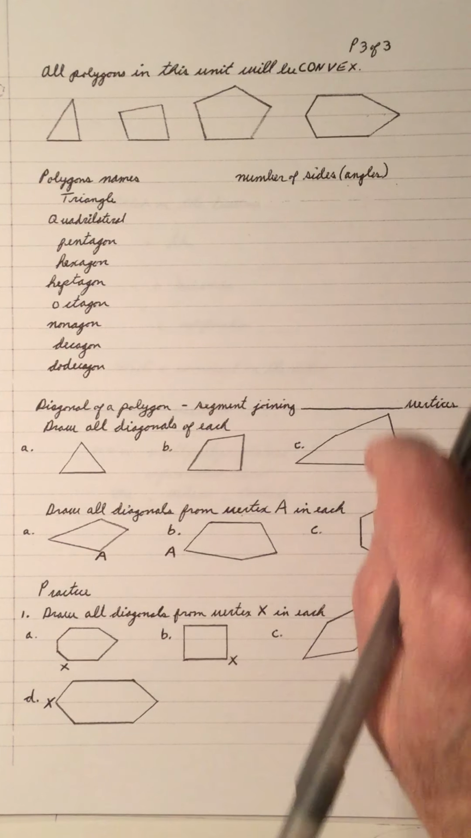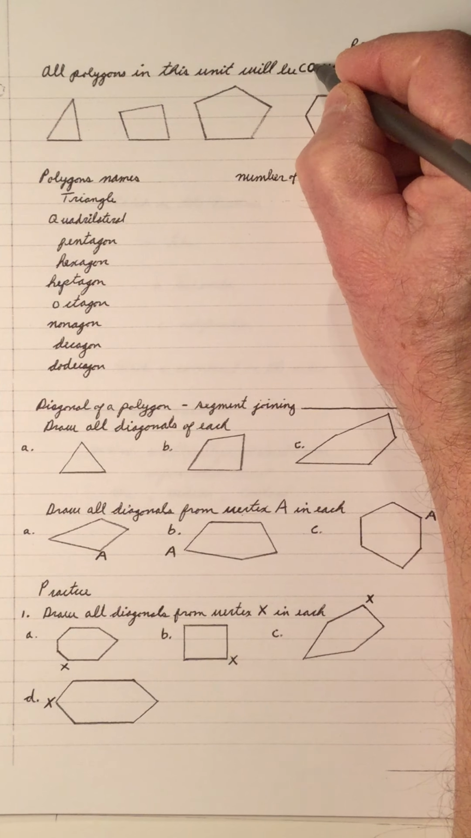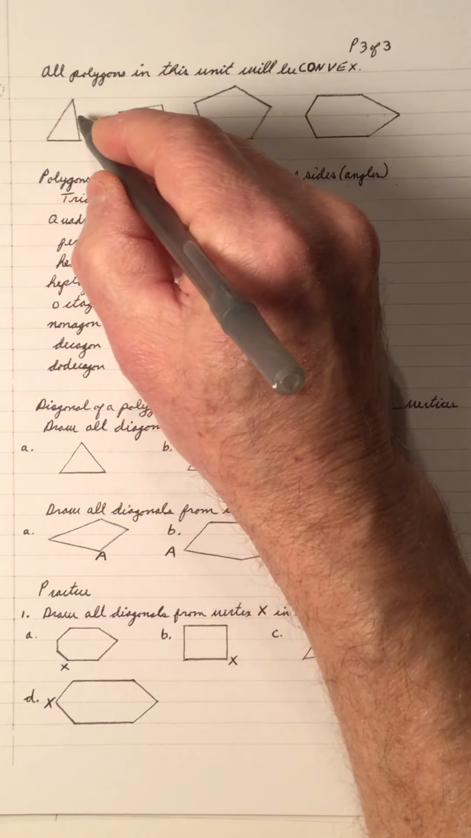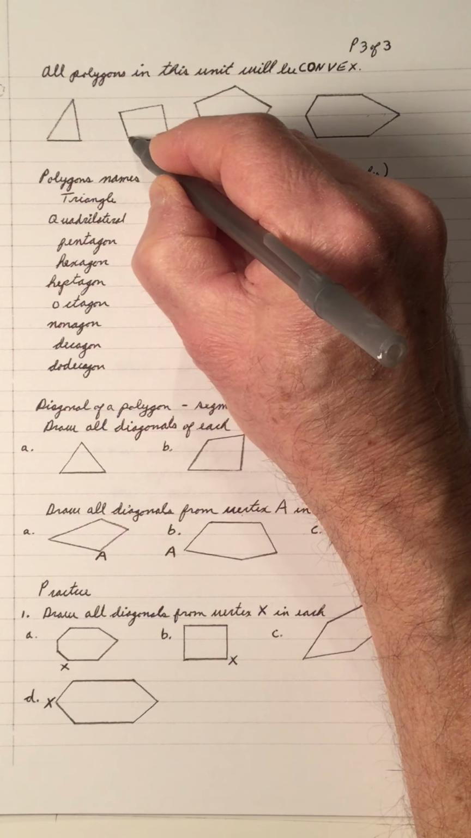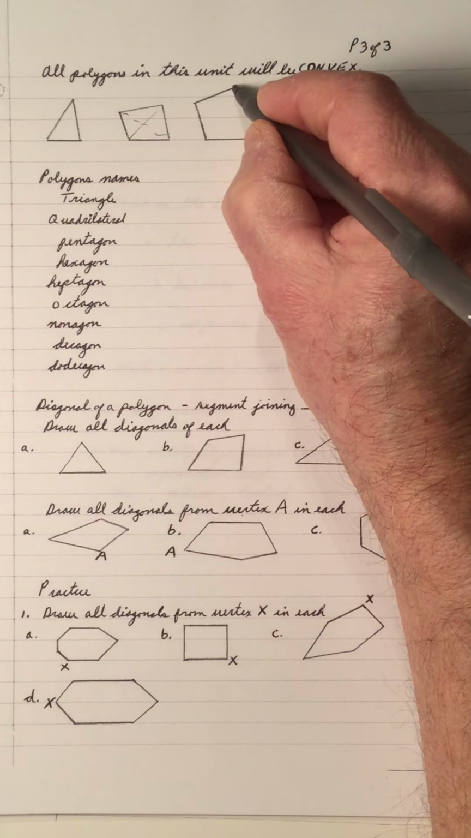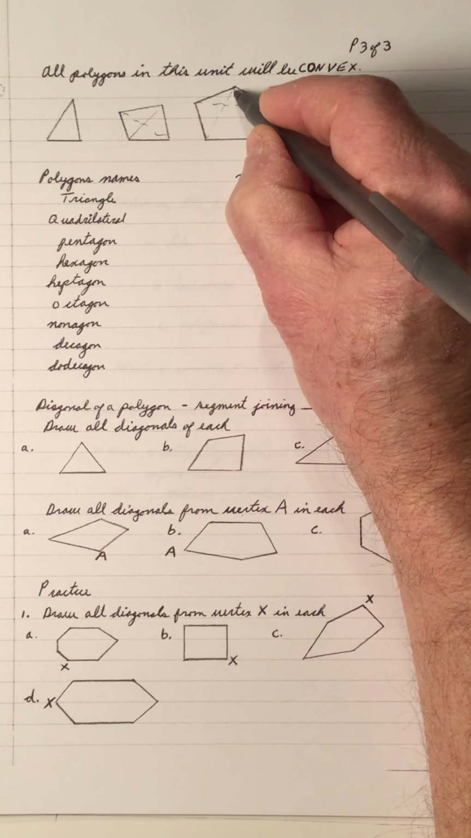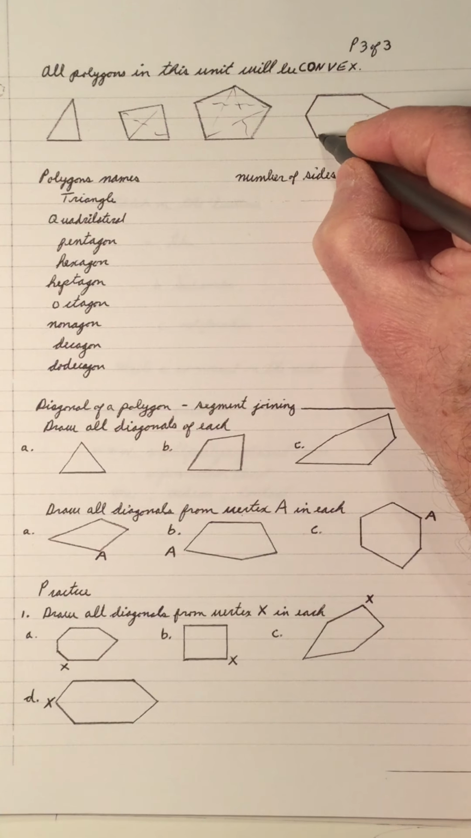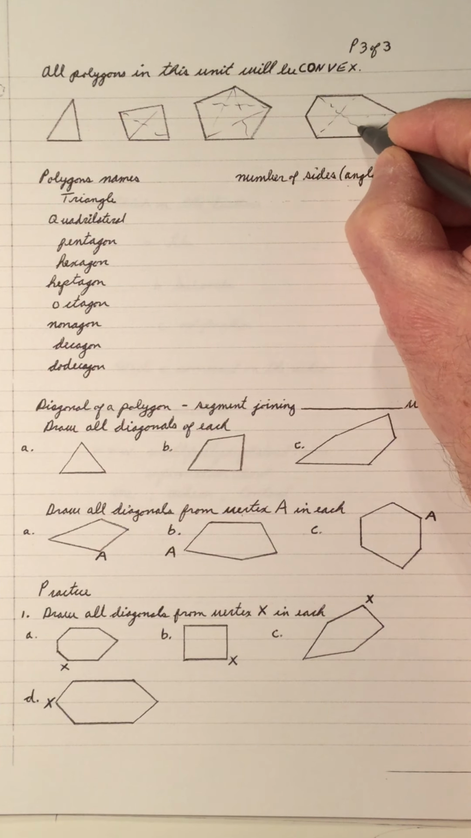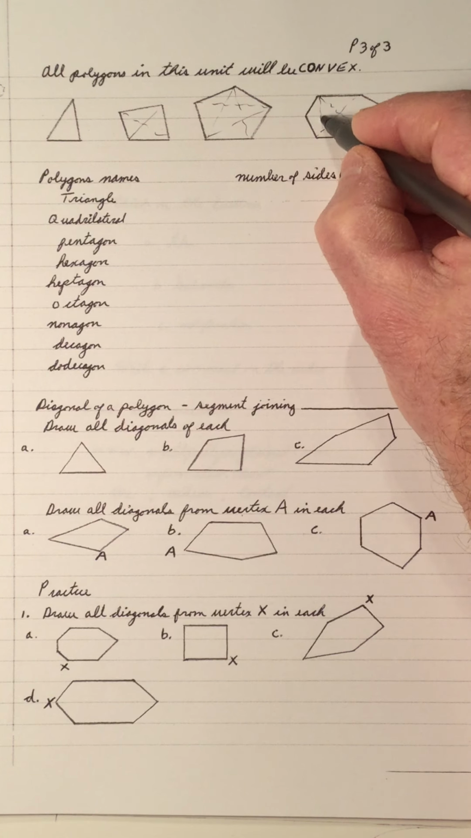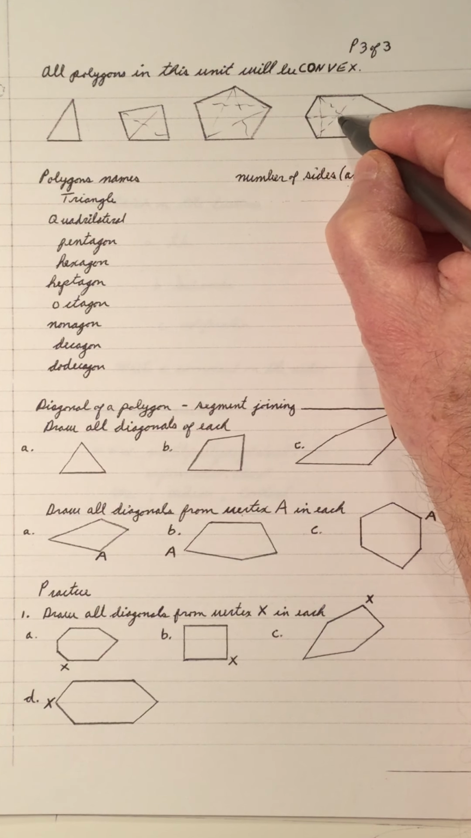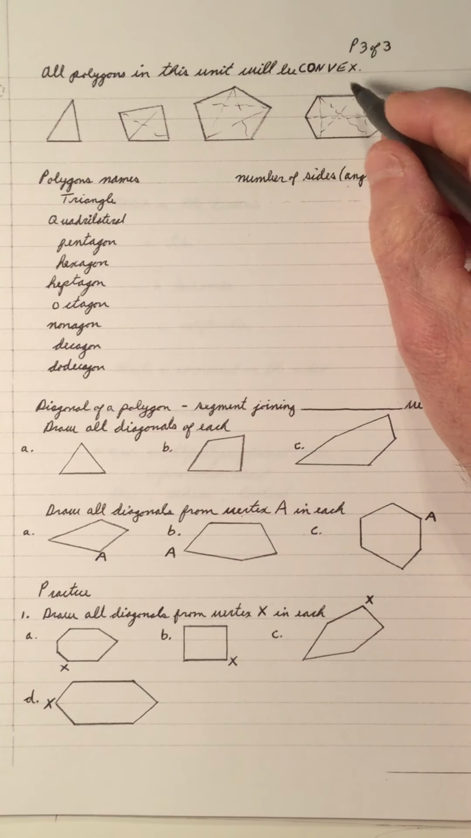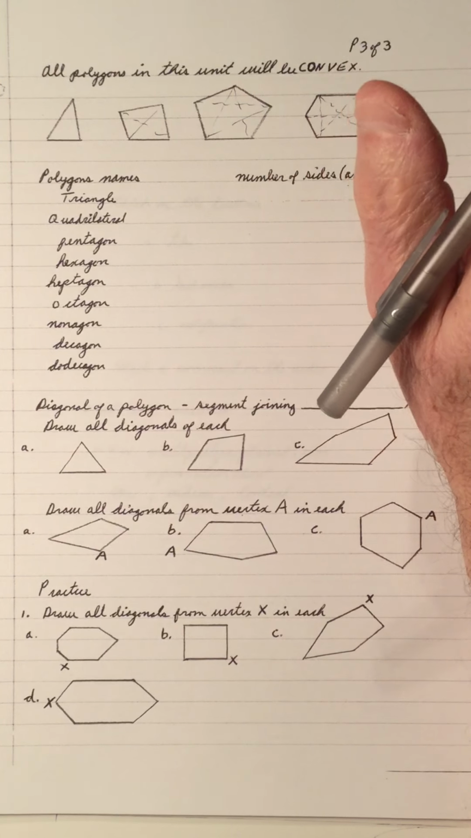All diagonals in this unit will be convex. We'll look at the idea of a convex polygon, all of them. So notice the diagonals are all on the inside. You draw the diagonals on the inside. So I can leave here and go to any non-consecutive vertex. So notice drawing the diagonals. We're dealing with convex only, not concave.